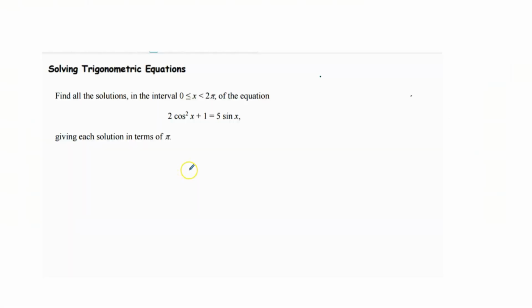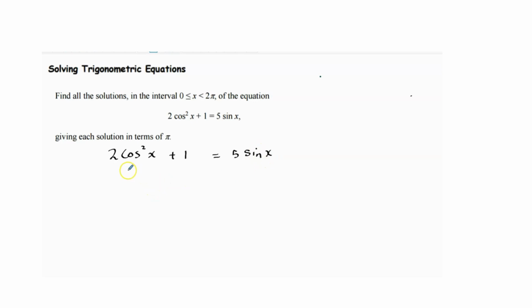Here you are required to find all the solutions in the interval x is less than 2 pi and greater than or equal to 0 of the equation given here. So we have 2 cos squared x plus 1 equals 5 sine x. How do we solve this?